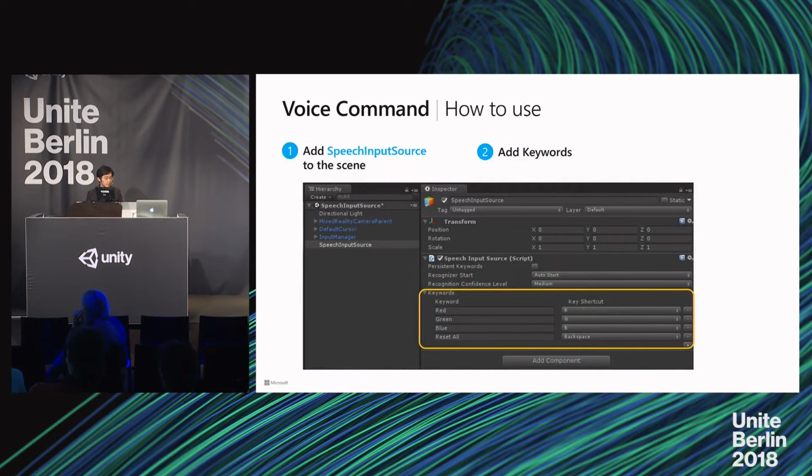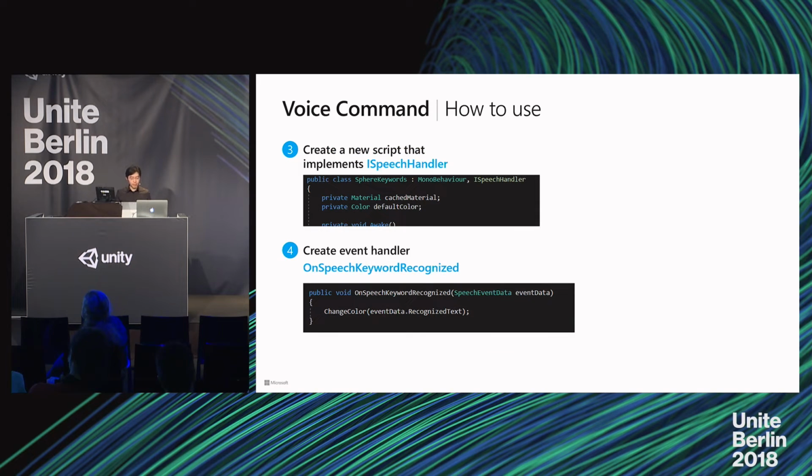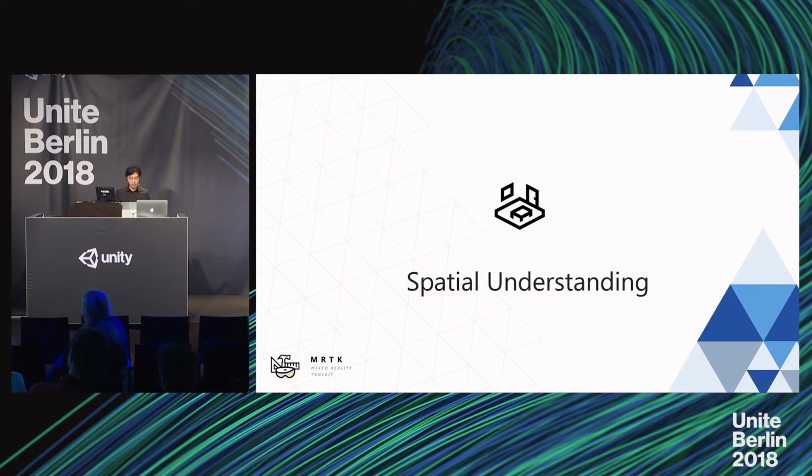So to use it, add the speech input source to the scene. Then you're going to get this keywords field, so you can easily define your custom keyword. Then on any object, you can create a script that implements this ISpeechHandler. Then inside the script, you can handle this OnSpeechKeywordRecognized event to do the specific action. So yeah, that is how to use voice command. And next, spatial understanding.